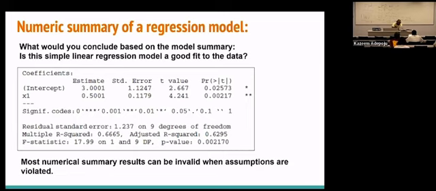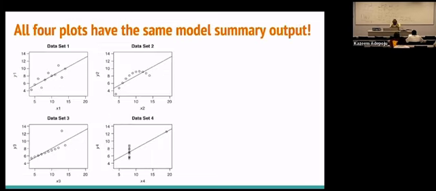For instance, I'm going to show you this. Let's say you have four sets of data: data set 1, data set 2, data set 3, data set 4. And in each data set, you have two variables, X and Y.